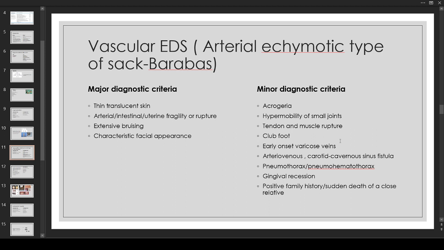And arteriovenous or carotid-cavernous sinus fistula, pneumothorax, pneumohemothorax, and gingival recession, and positive family history, and the sudden death of a close relative, not so rare, but it could be a red flag as well. A close relative that is young, of course.